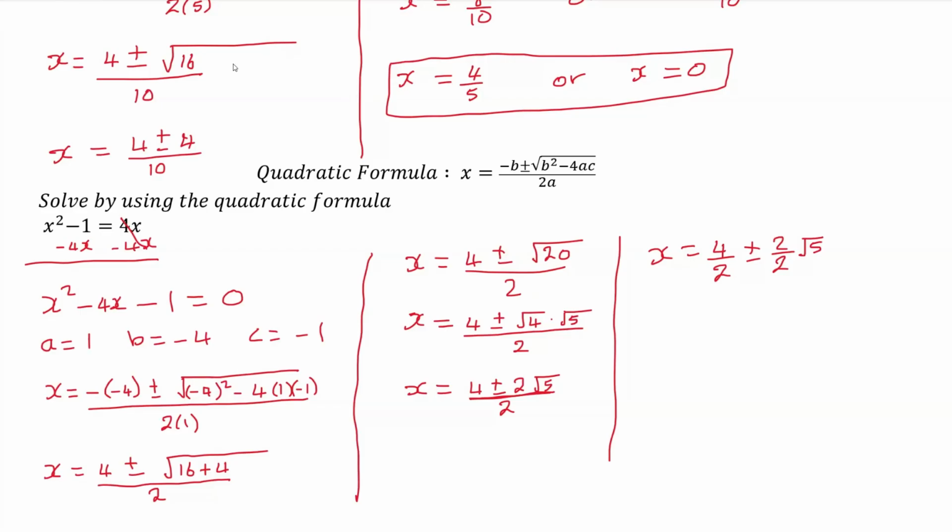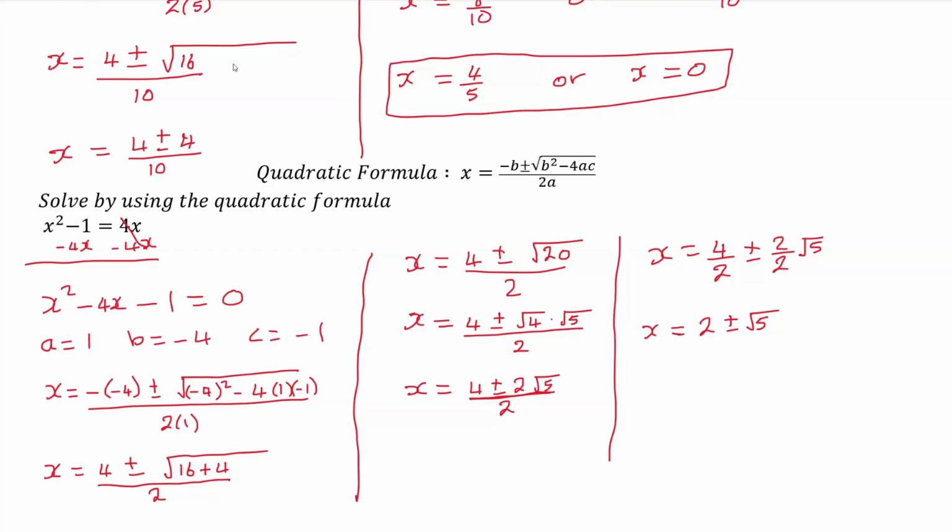So when you reduce, then you get 2 plus or minus the square root of 5. So here's what I'm talking about, keeping it together instead of separating it into two answers, which is x is equal to 2 plus square root of 5, or x is equal to 2 minus the square root of 5. You can just leave it like this, right? This is perfectly fine.